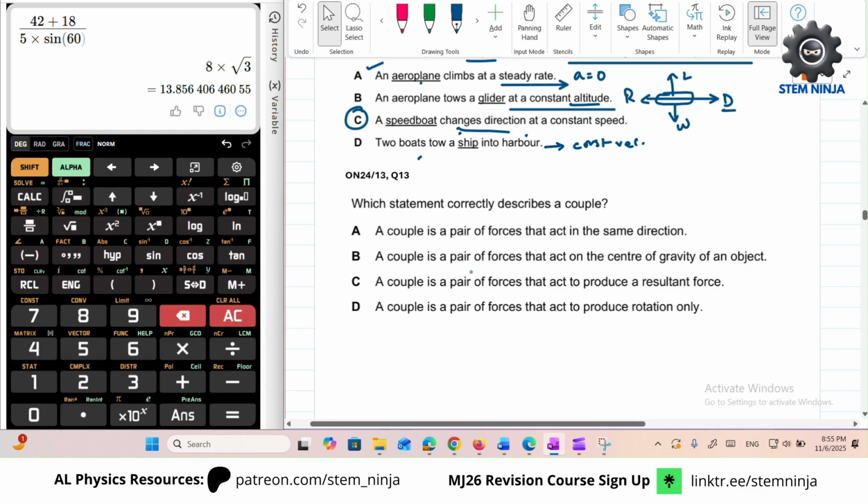Which statement correctly describes a couple? A pair of forces that act in the same direction. No. A pair of forces that act on the center of gravity of an object. No. A pair of forces that act to produce a resultant force. No. A pair of forces that act to produce rotation only.